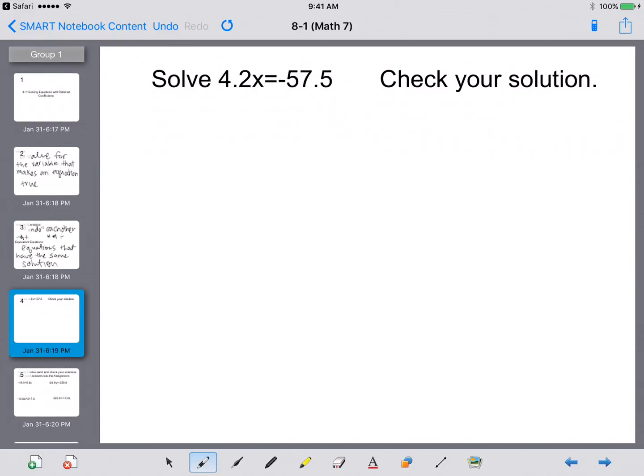So here it wants us to solve 4.2x equals negative 57.5. So first things first, remember when we were going 3 times x equals 3x. So 4.2x is the same thing as 4.2 times x. We want to get this x all by itself to figure out the solution. So in order to get x all by itself, we need to do the inverse of the operation. So 4.2 times x, its inverse is division. So we are going to divide by 4.2.